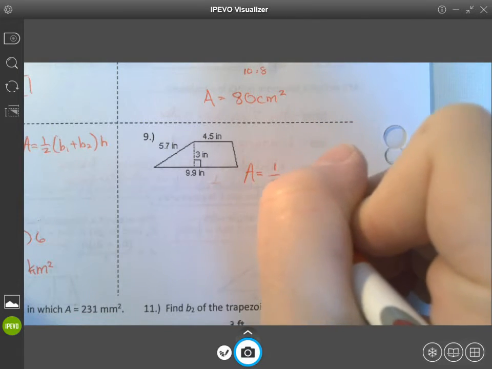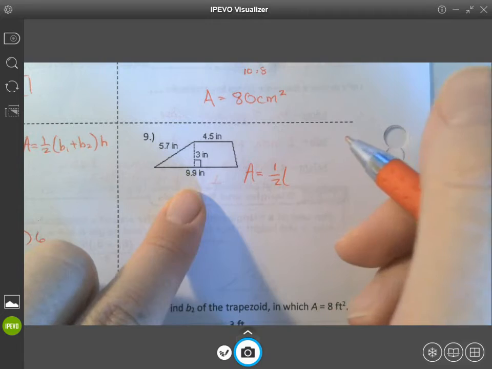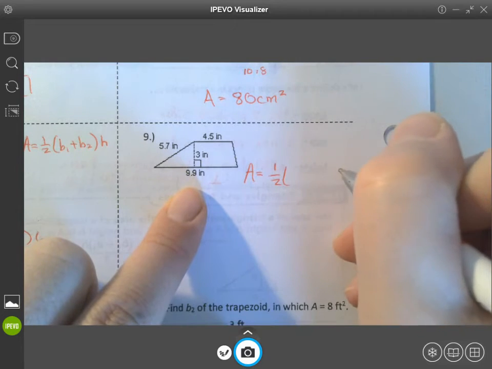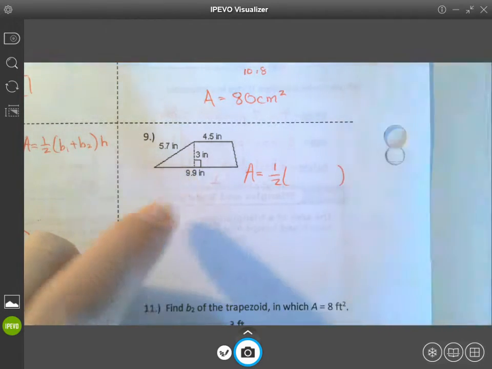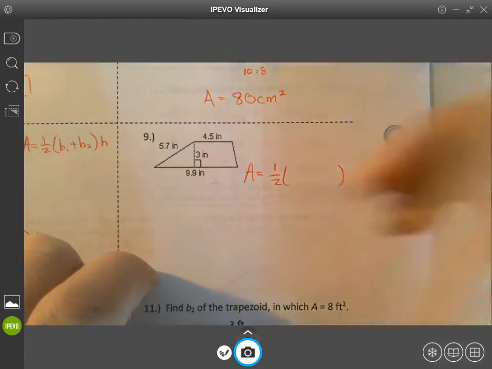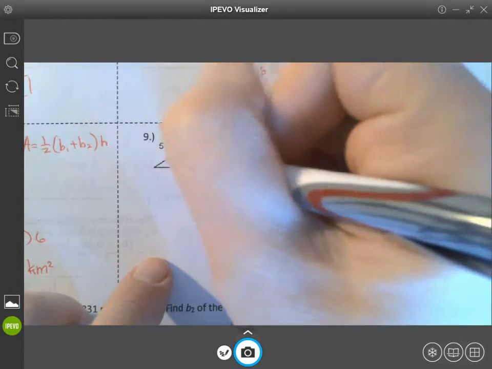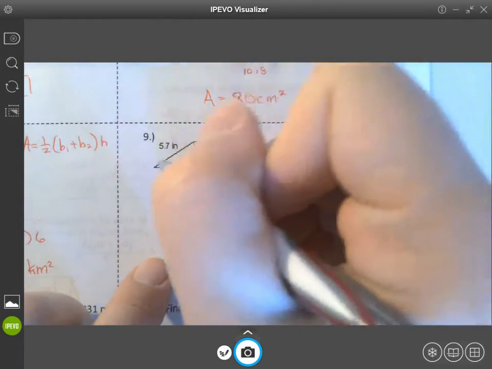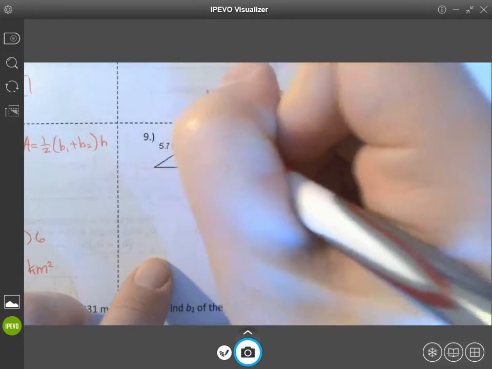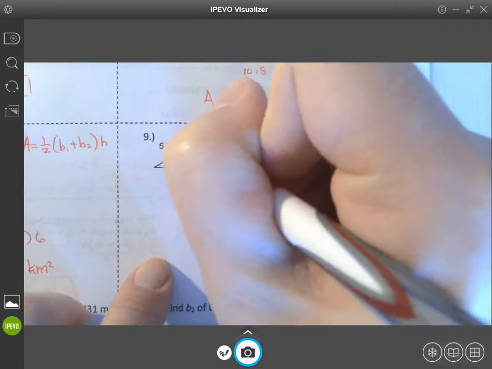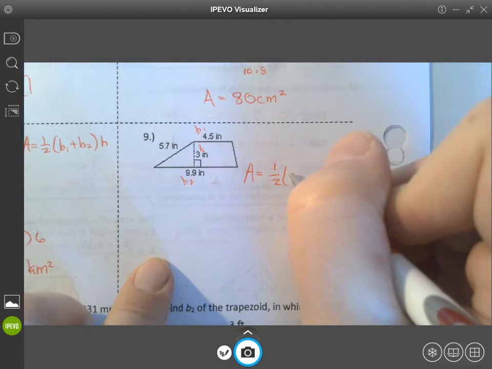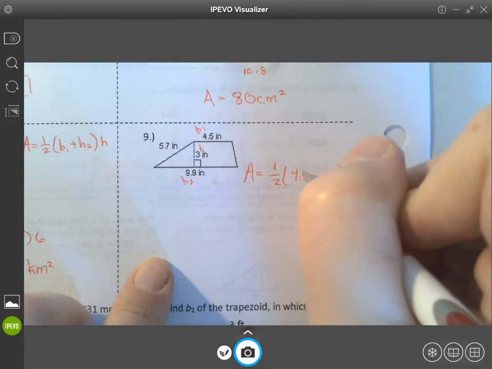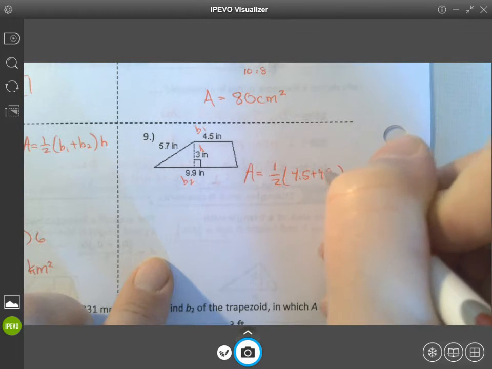Get out of here. All right, guys, what don't I need here? What do I need here? What are my bases? The 5.7, you don't need that. I don't need that? Yeah. Okay, I want to make sure. You don't, that's your slant height. So here's base 1, here's base 2, and here is the height.